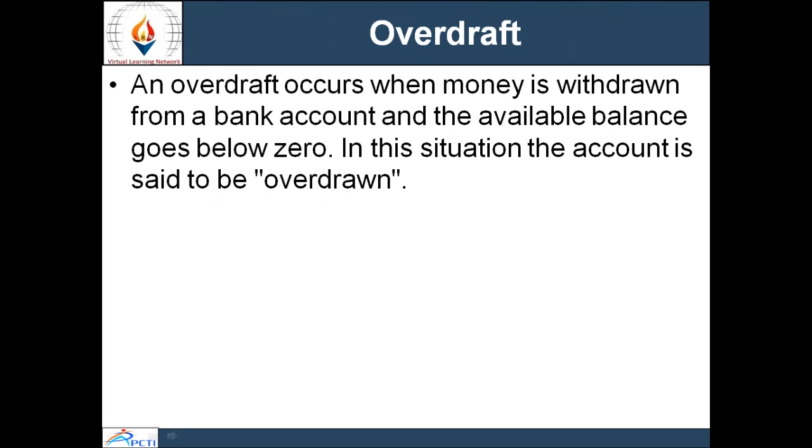So, move on to overdraft. An overdraft occurs when money is withdrawn from a bank account and the available balance goes below zero. In this situation, the account is said to be overdrawn.